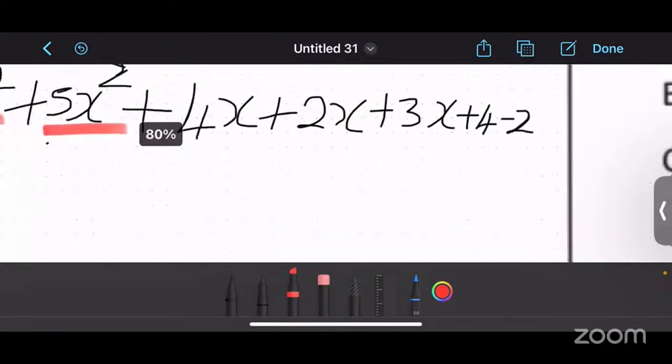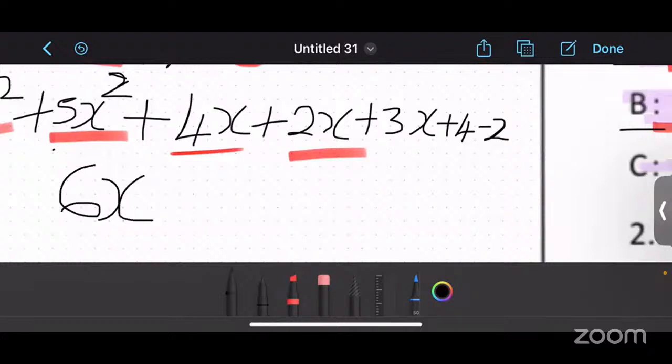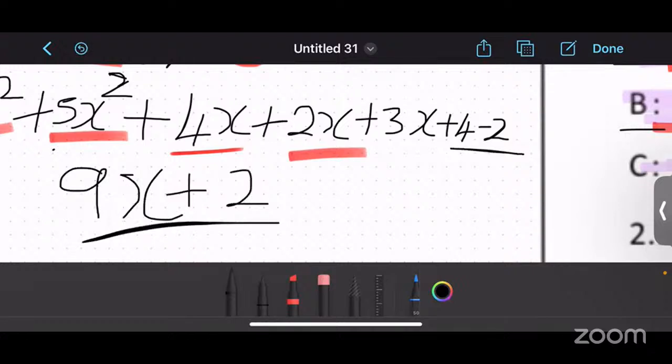And again, we have 4x and 2x, and then my answer is going to be 6x. And oh no, there's another x value, so it's going to be 9x because 6 plus 3 is 9. Okay, I'm done with this part. And then I'm going to have this one, which is 4 minus 2, which is positive 2. So my answer in this case is going to be 9x plus 2.